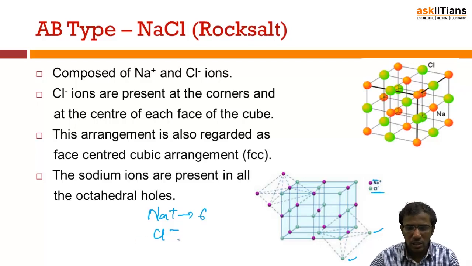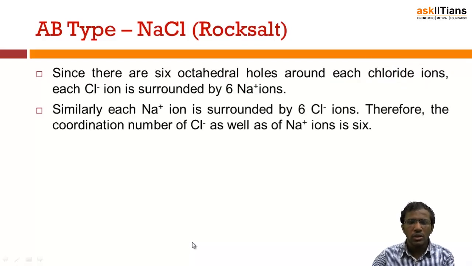Each sodium ion is surrounded by 6, as well as each chloride ion is also surrounded by 6 sodium ions. You can see here, at the corner, this chloride ion is surrounded by a total of 6: 1, 2, 3, 4, 5, 6. So each chloride ion is also surrounded by 6 sodium ions, and the coordination number of the chloride ion is also 6. So here it is 6:6 coordination. Each ion is surrounded by 6 other ions.